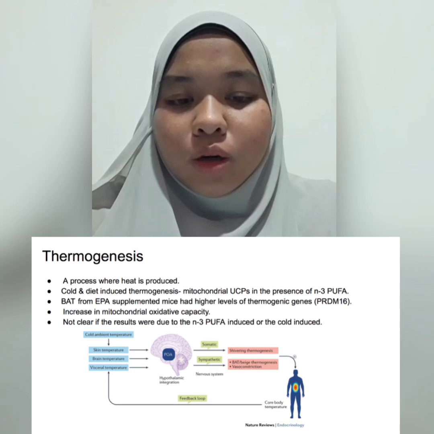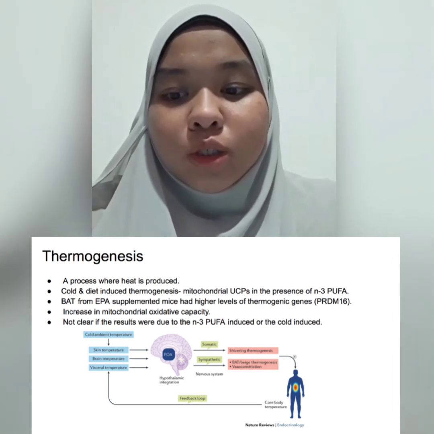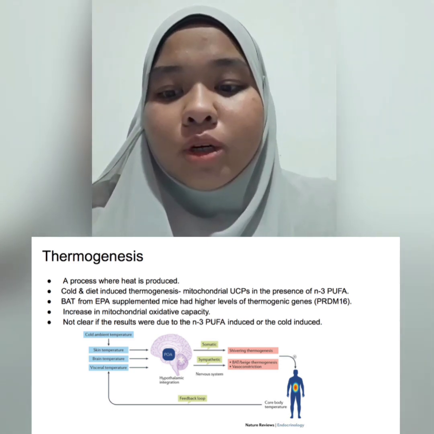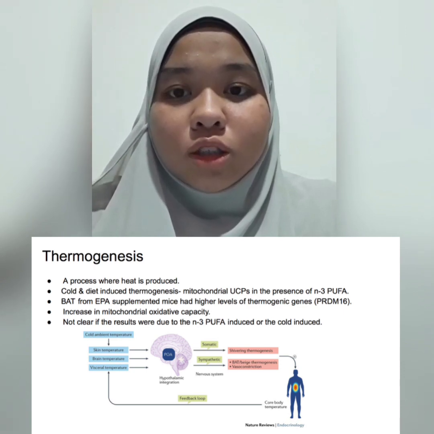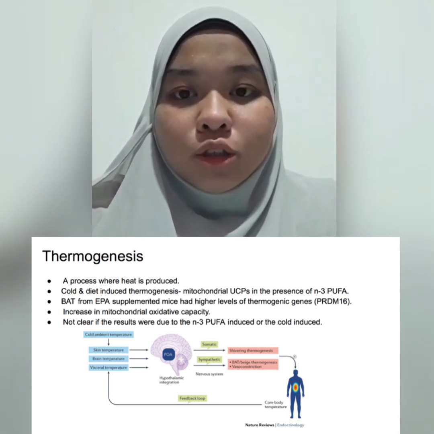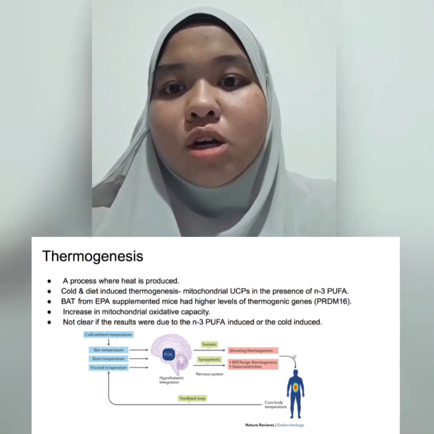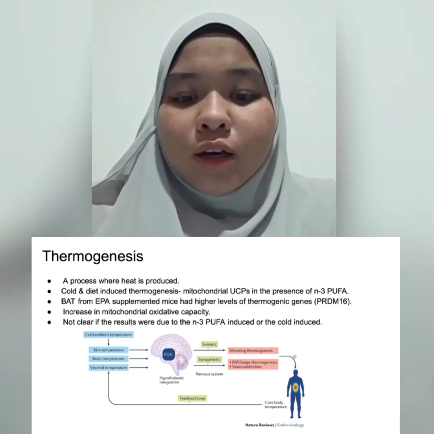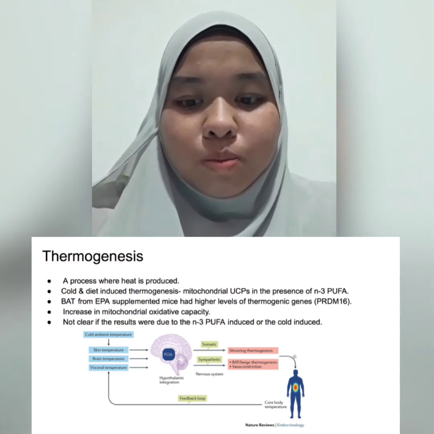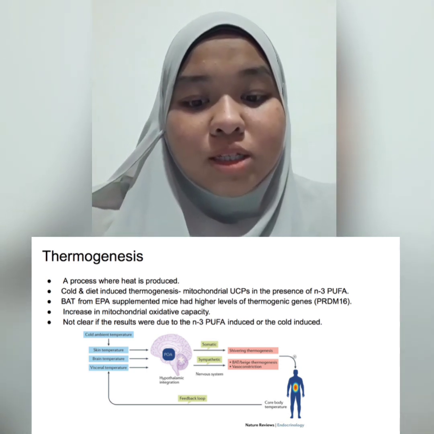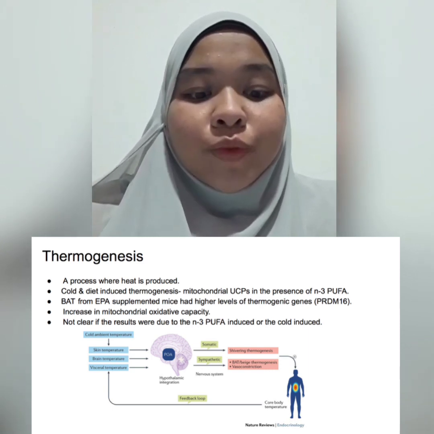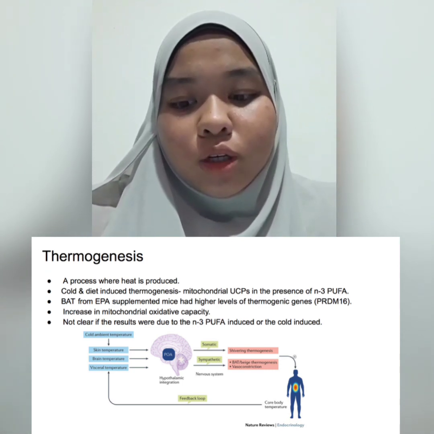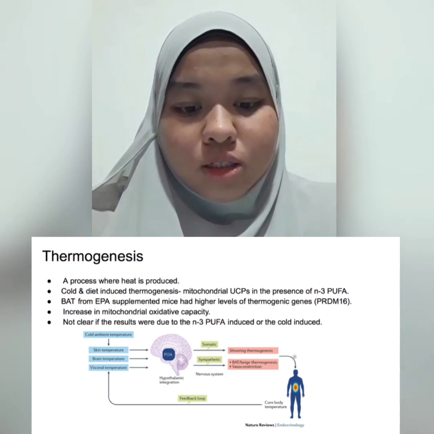This is examined by cold and diet-induced thermogenesis, which was mediated by mitochondrial uncoupling proteins, UCPs, in the presence of N3 PUFA, polyunsaturated fatty acids. UCPs are inner mitochondrial proteins that transport hydrogen ions across the mitochondrial inner membrane. In the journal that I read, they have shown that brown adipose tissues, BAT, from EPA supplemented mice show higher levels of thermogenic genes, such as PRDM16, which acts as a transcription co-regulator that controls the development of brown adipocytes.